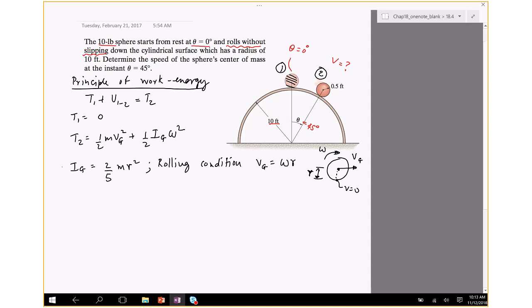So let's put these expressions in T2, plus half, 2/5, mr squared. Let me sub in for omega. I'm not interested in omega. So omega is Vg divided by r.